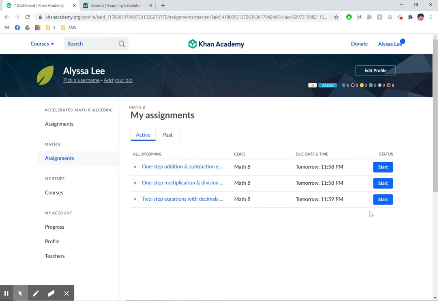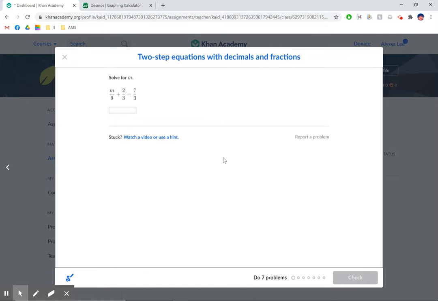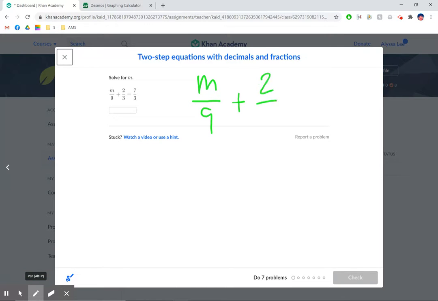All right, moving right along. Two steps now, so more complicated. Still fractions, decimals. Let's see how we do it. M over 9 plus 2/3 equals 7/3. So here is your variable, some number divided by 9. If I add 2/3 to it, it's going to equal 7/3. It's being divided by 9, and then you're adding 2/3 to it.